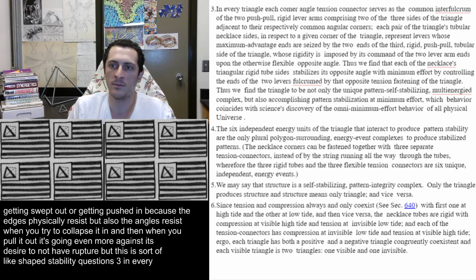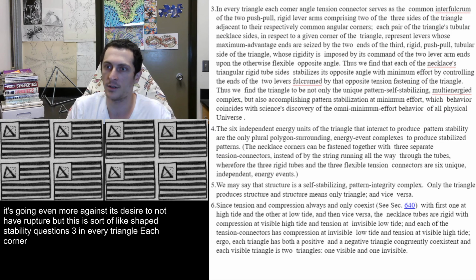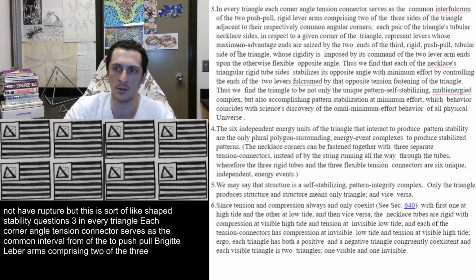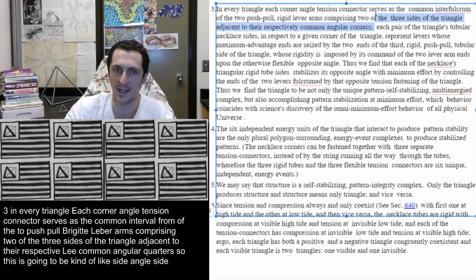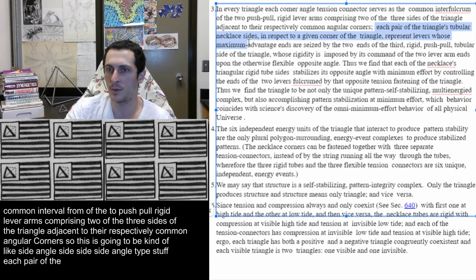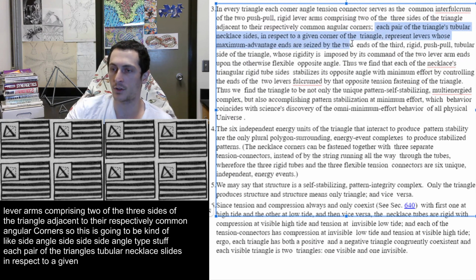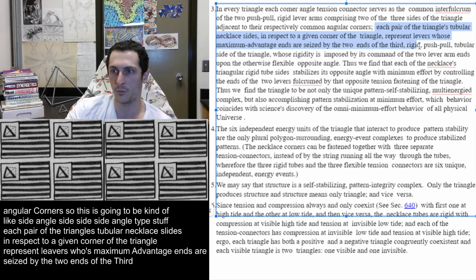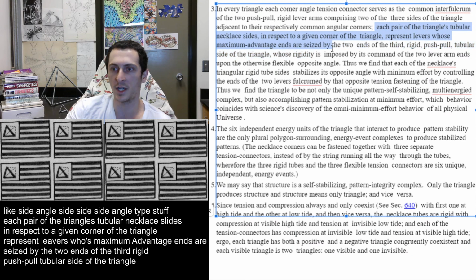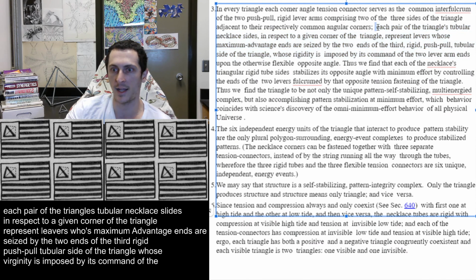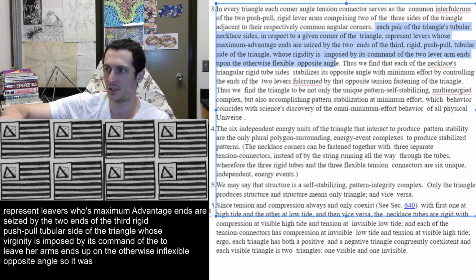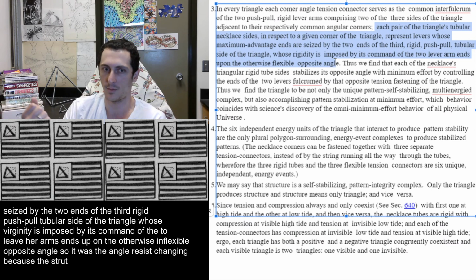3. In every triangle, each corner angle tension connector serves as the common interfulcrum of the 2 push-pull rigid lever arms comprising 2 of the 3 sides of the triangle, adjacent to their respectively common angular corners. So this is going to be kind of like side-angle-side type stuff. Each pair of the triangle's tubular necklace sides, in respect to a given corner of the triangle, represent levers whose maximum advantage ends are seized by the two ends of the third, rigid, push-pull, tubular side of the triangle, whose rigidity is imposed by its command of the two lever arm ends upon the otherwise inflexible opposite angle. So the angle resists changing because the strut opposite it resists changing.